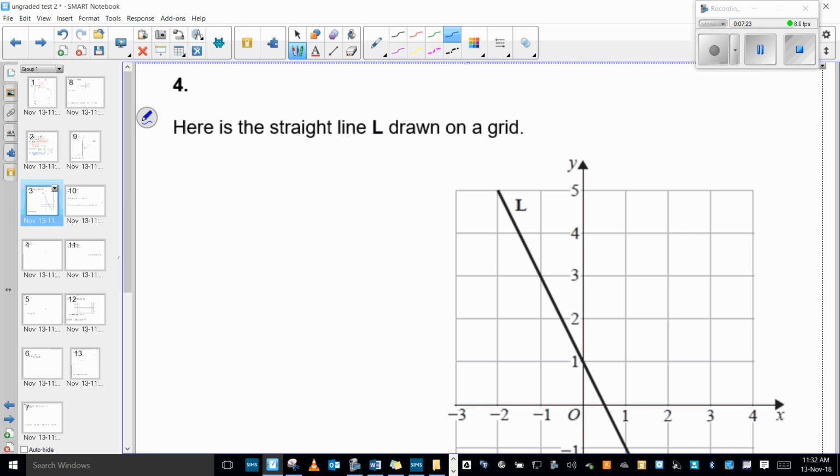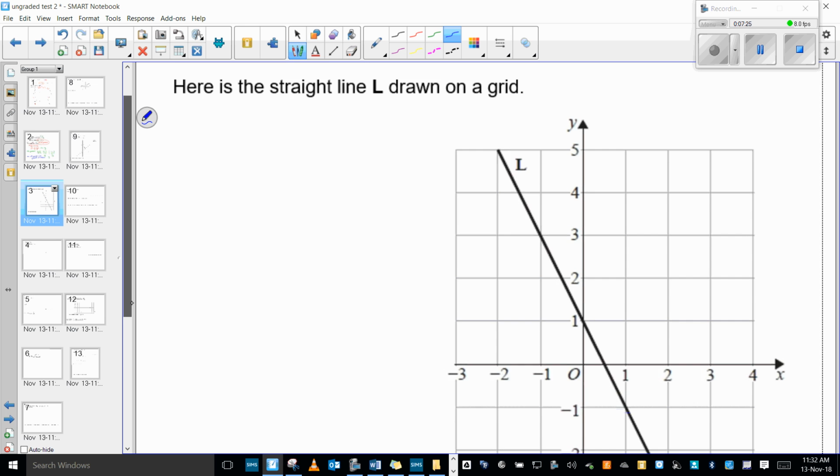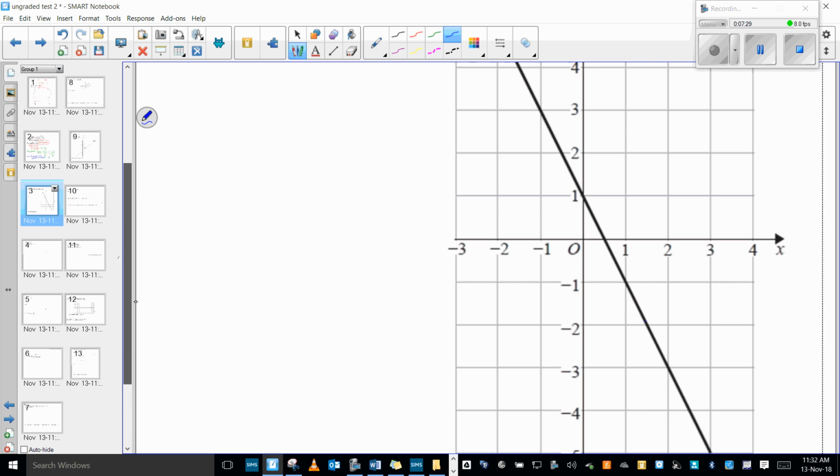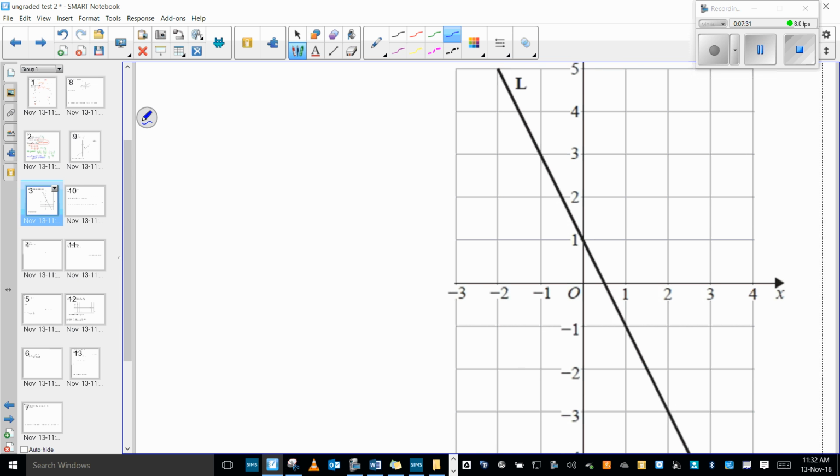Okay, here's a straight line. Find an equation for it. Okay, we should be able to do this really straightforward. Remember, the easiest format is y equals mx plus c. So all we need to do from this diagram is identify two things: the gradient and the y-intercept. The y-intercept should be super easy. Jada, what's the y-intercept? 1. So straight away I can write plus 1.